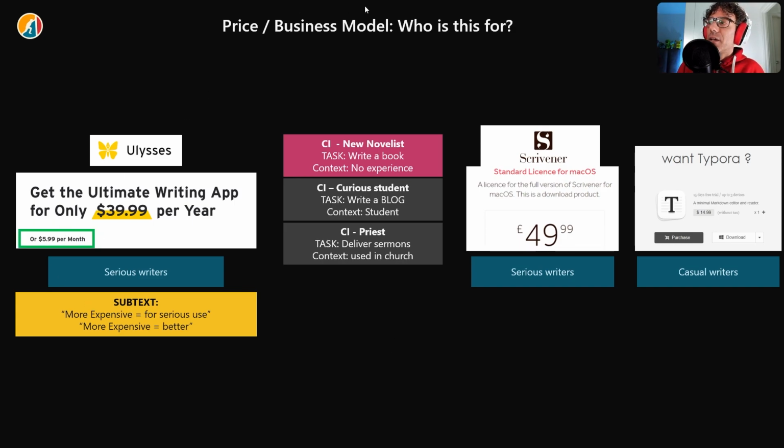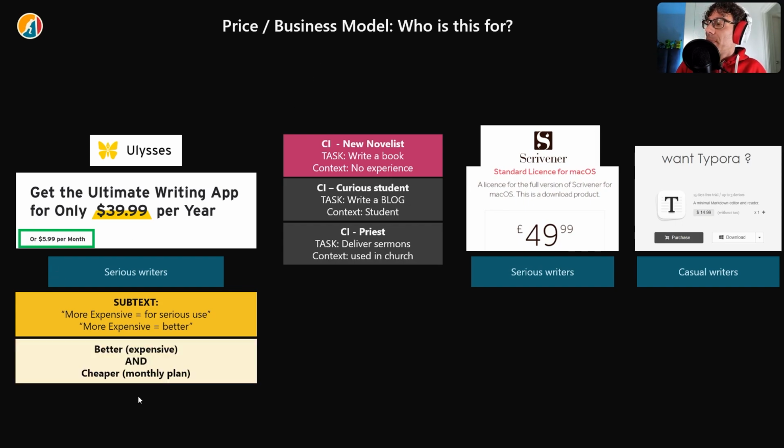With a hack here, and this is why the business model is so interesting. Suddenly we are better because we are expensive, and we are cheaper because we have the monthly plan. And it's like, okay, I'm not sure about the whole writing thing. I don't know if I'm gonna write the book. If I can minimize my risk, just paying $6 a month, do this for the free trial that both have, and then 3 months I still see if I will use it, if I like it. So that's great.